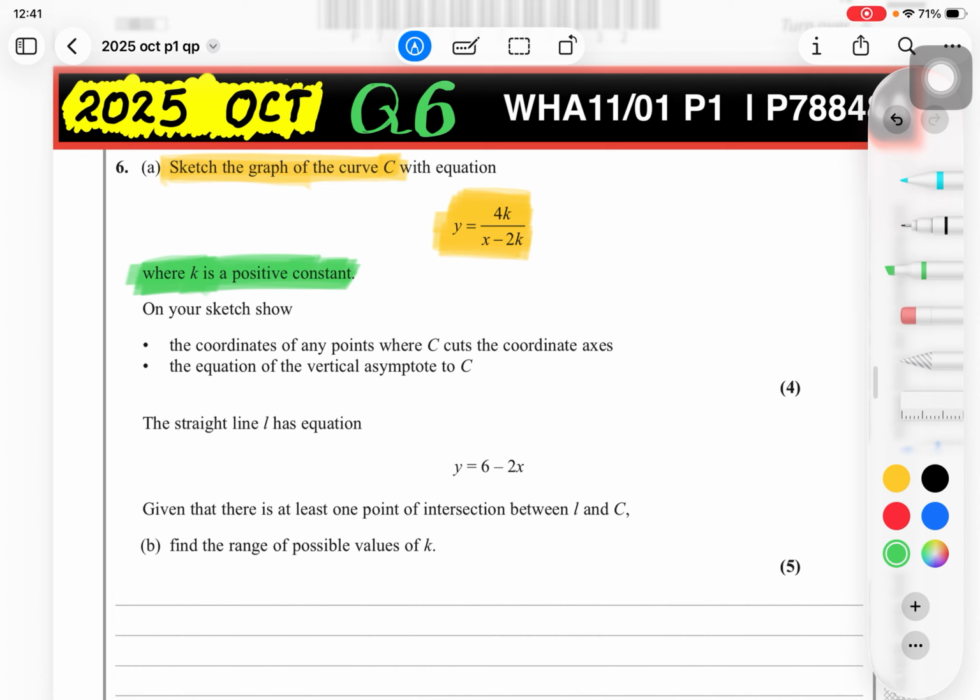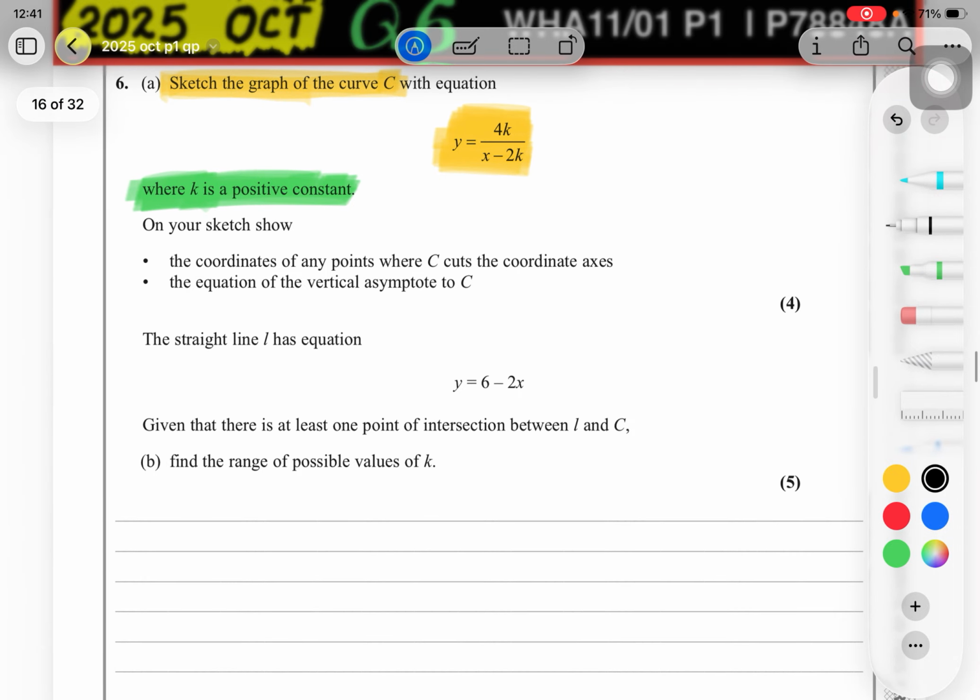So the coordinates of any point where C cuts the coordinate axes, the equation of the vertical asymptotes, everything we have to get the values. So to find the y-intercept and the x-intercepts, we can go with the points. But we have another option, which is to find the vertical asymptote.